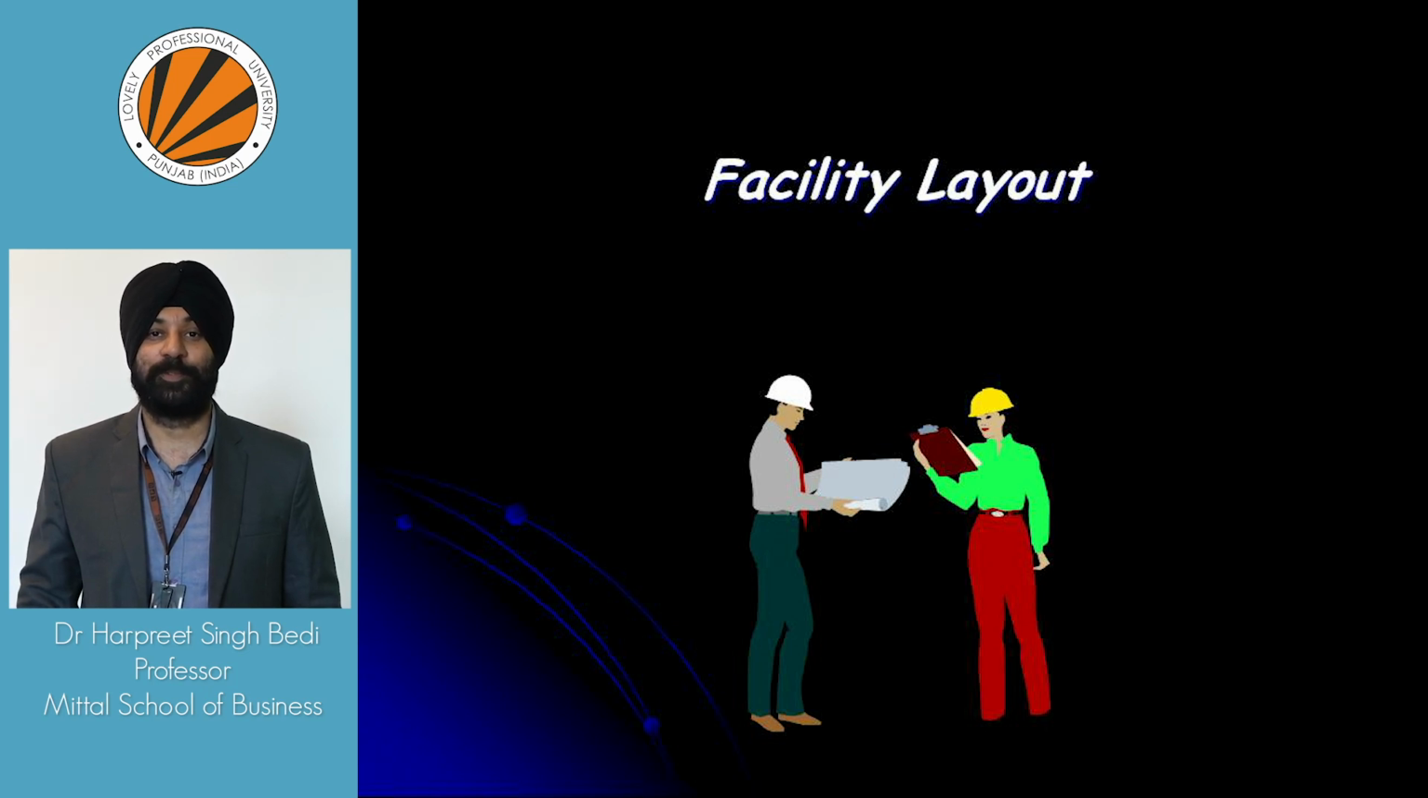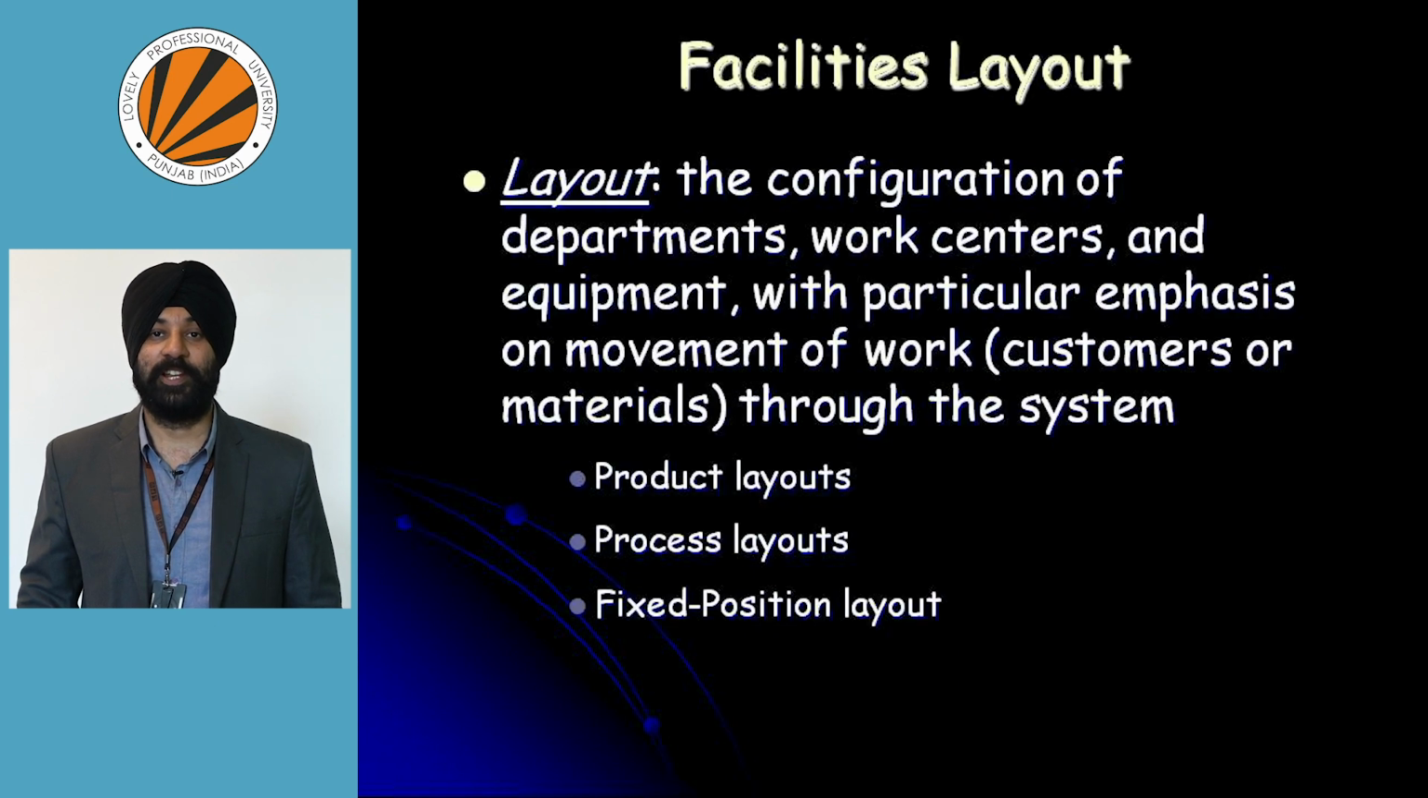Today we are going to discuss facility layout. Facility layout is the configuration of the departments, machineries, and equipments for the conversion of raw material into finished goods. The purpose of facility layout is to ensure the smooth flow of production so that production could go on continuously with a lesser cost and a high degree of efficiency.